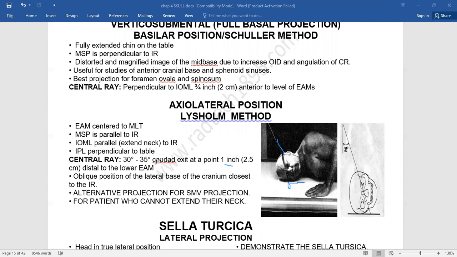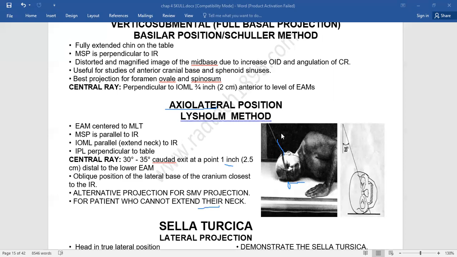This is also an alternative projection for SMB, especially for the patient who cannot extend their neck. So kapag yung patient is hindi kaya yung SMB, yung submentovertex projection, dahil hindi niya kayang extend yung kanyang neck, ito yung ating alternative, yung axiolateral position or the Lysholm method. So that is for the skull.